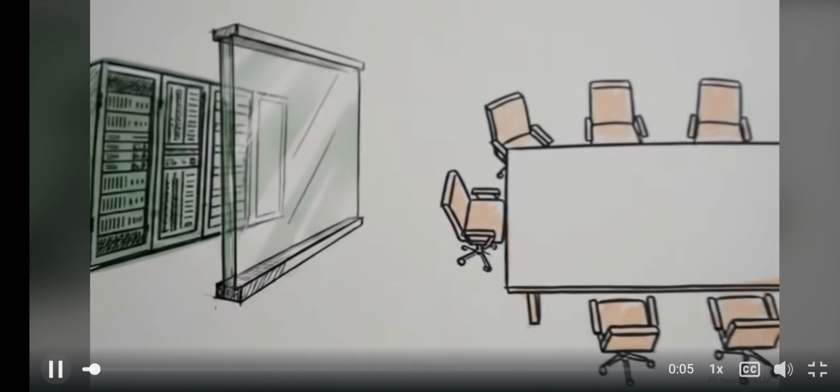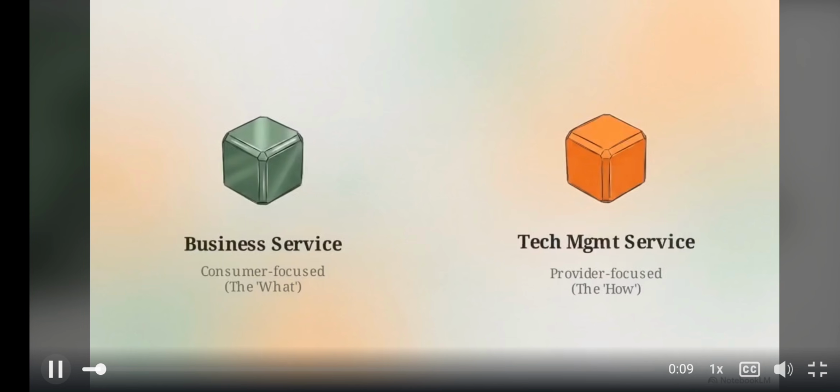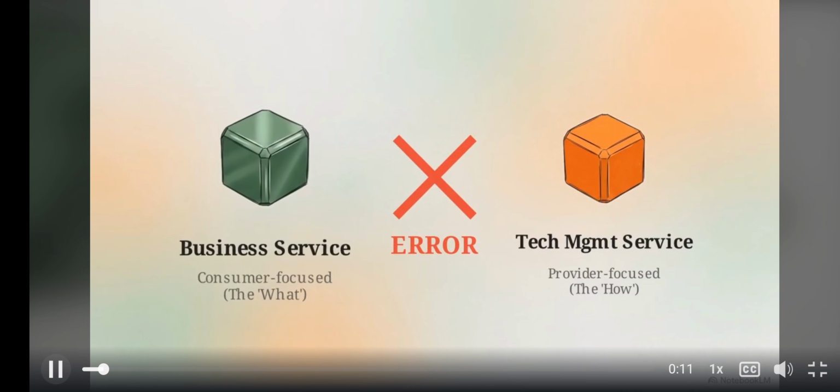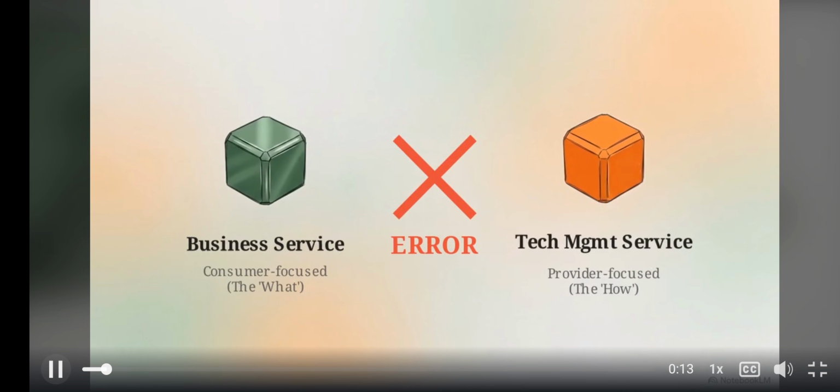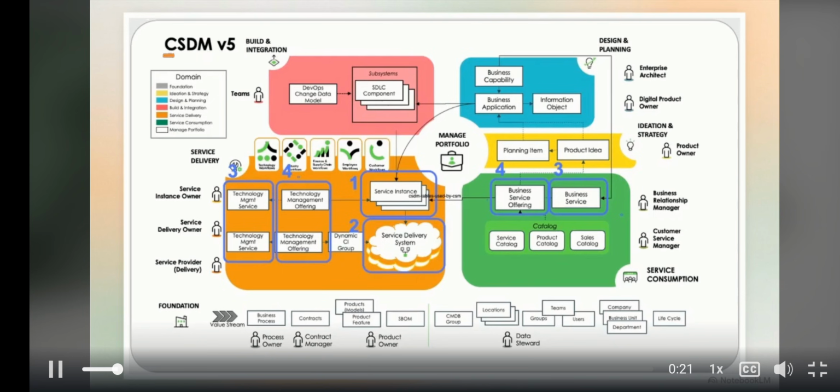For data owners, managing a CMDB occurs right at the boundary between technical infrastructure and the executive boardroom, specifically the inability to differentiate between a business service and a technology management service. Blurring this line corrupts your impact analysis and makes service portfolio management impossible to execute accurately. This is the ServiceNow Common Service Data Model, or CSDM version 5. It solves this exact problem.